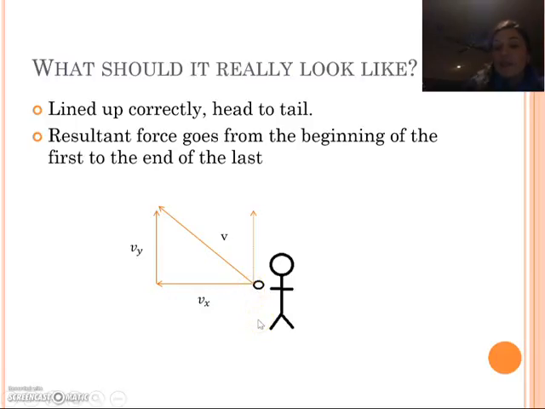So hopefully that makes sense as a really quick refresher of vectors, and hopefully it will help you when we head into looking at some projectile motion.